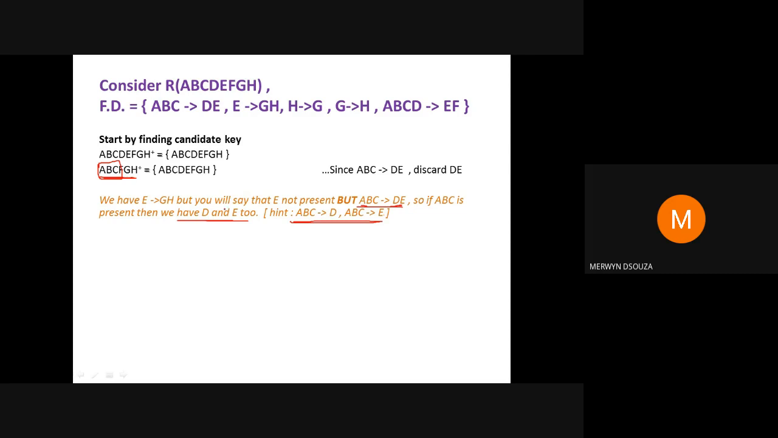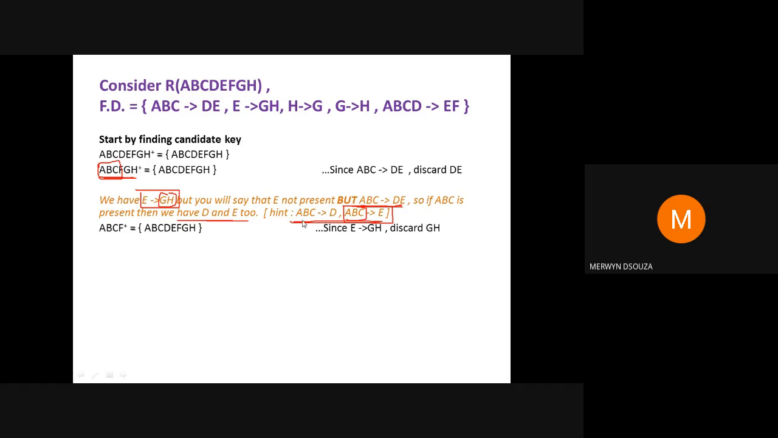So if ABC is determining E, then we can use E determines GH. Using the transitivity rule, I will claim ABC determines GH. I hope you are getting what I'm trying to tell you. So I will remove GH. Got it now how I'm doing it? I've applied many rules here.